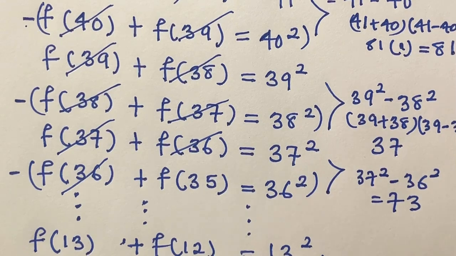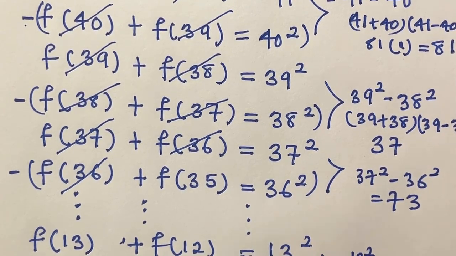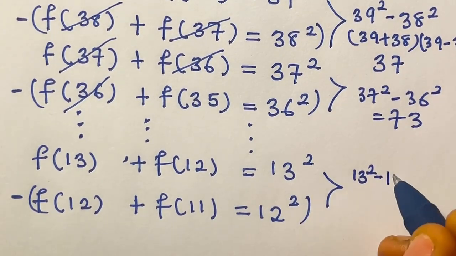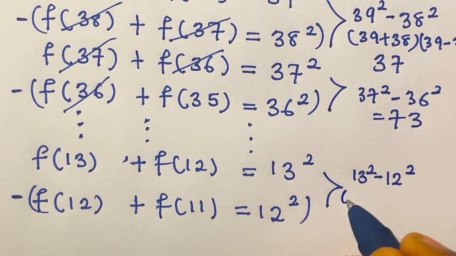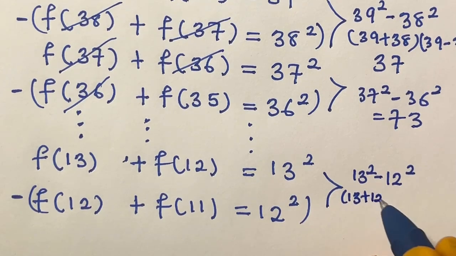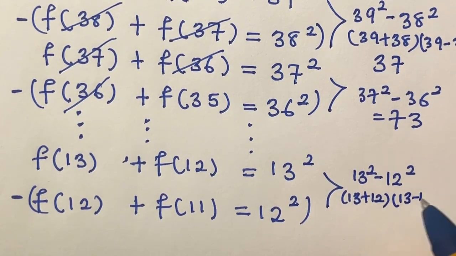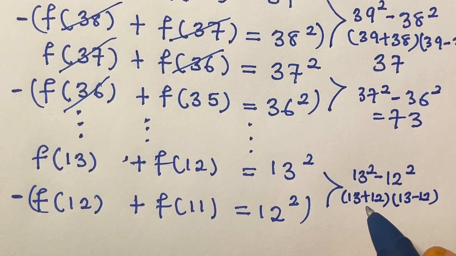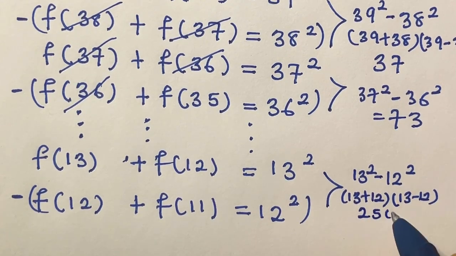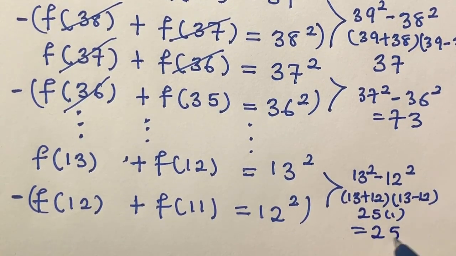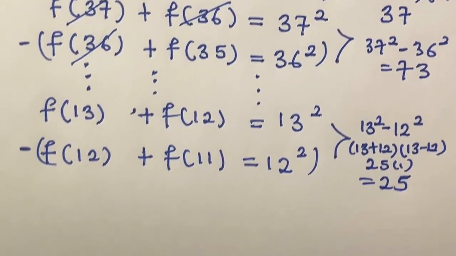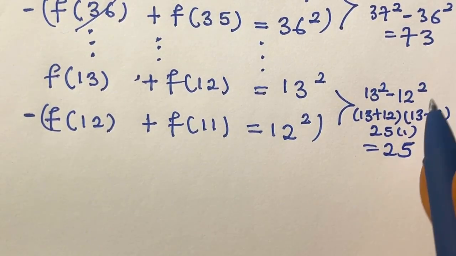So the last one here we are going to have is 13 square minus 12 square. Which means 13 plus 12, then 13 minus 12. So we are going to have 25 times 1. The entire of this is 25. So yes, we're finally done with that one.